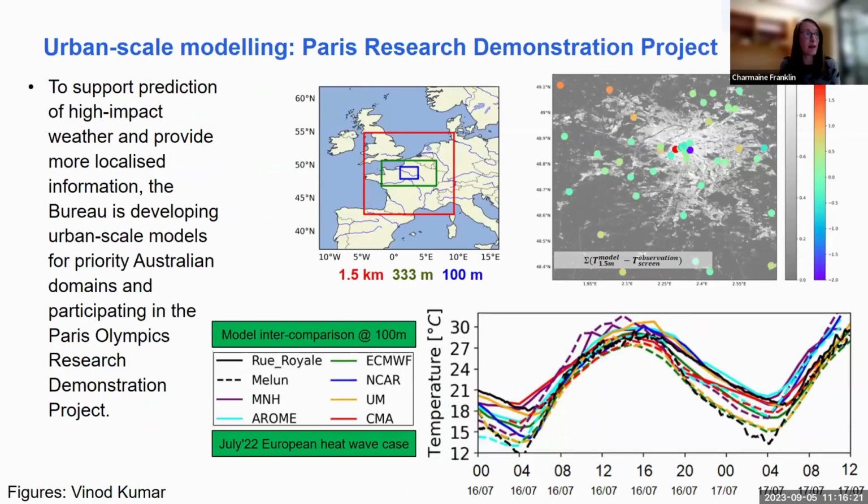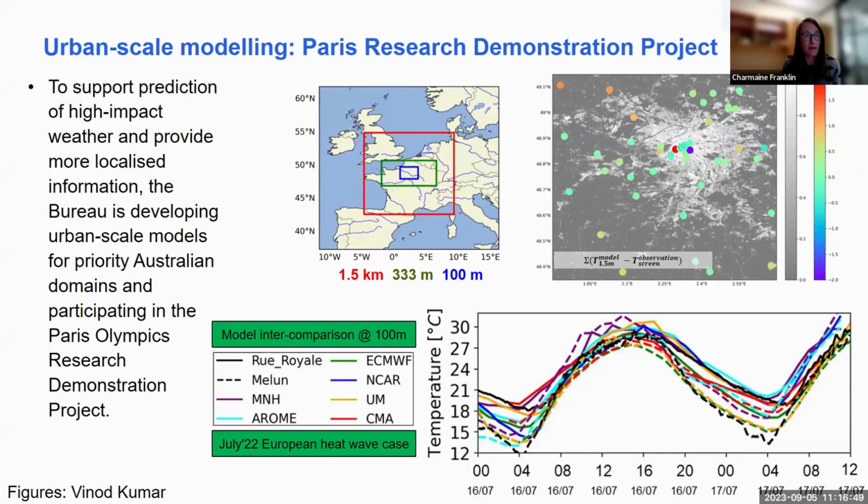So to support our prediction of high impact weather and to provide more localised information, we're developing urban scale models. So these are models at resolutions of between 1 and 300 metres. So we're developing models for priority Australian domains and also participating in the Paris Olympics Research Demonstration Project. So this is a project that many modelling centres around the world are participating in, and it's really to focus our efforts on developing our future weather forecasting systems at 100 metre resolution.